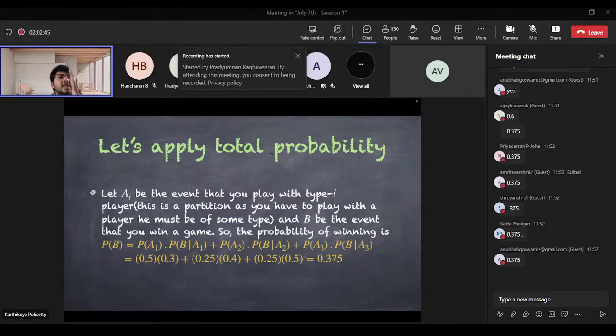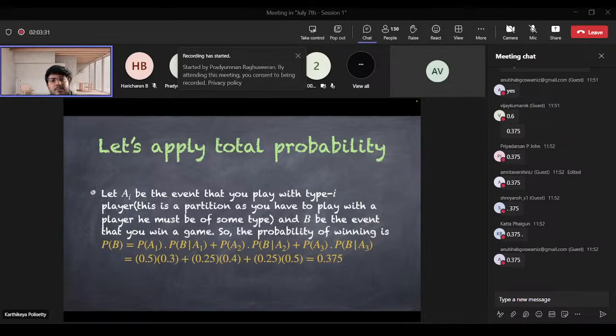So what is the probability of your winning? You can win by playing with a player of type 1, or you can play a player of type 2 and win, or you can play a player of type 3 and win. This term P of A1 denotes the probability that you are going to play with a player of type 1, who is half of the total, which is 0.5. When you play with type 1 you win with probability 0.3, so the probability of winning against type 1 is 0.5 times 0.3.